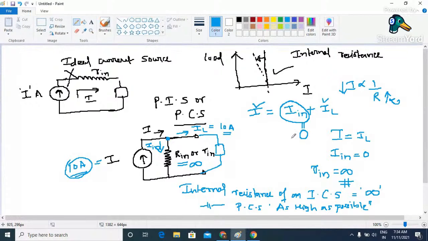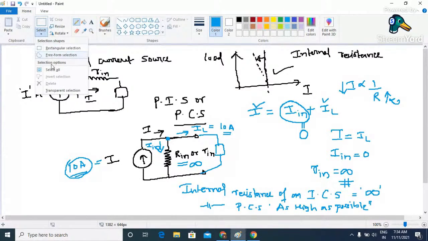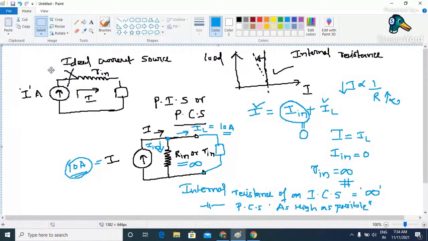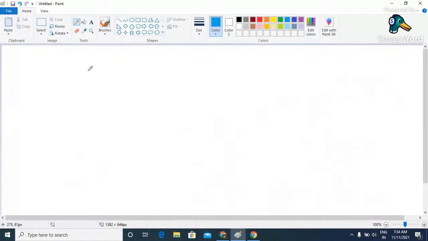The same logic we can implement in the case of a voltage source. For example, if you have a voltage source, ideal or practical, and you are interested in finding out the value of resistance for an ideal voltage source or a practical voltage source. See here, this is the symbol for an ideal voltage source, V, and in series with this we indicate its internal resistance, R in. And suppose we are interested in finding the terminal voltage available across a load, which is Vt.